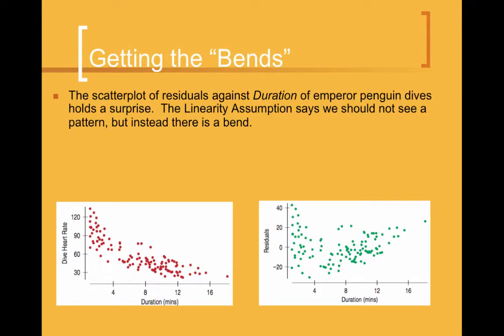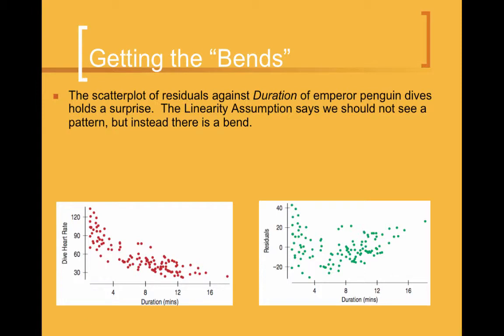The scatter plot of the residuals against the duration of emperor penguin dives holds a surprise. The linear assumption says that we should not see a pattern, but instead there's a bend. So again, we have their duration versus their heart rate, and it appears to be a pretty linear pattern. Doesn't appear to be too much of a curve, but then in our residual plot over here, we can see a clear curve in our residual plot. So this curve indicates that our linear model is not appropriate.